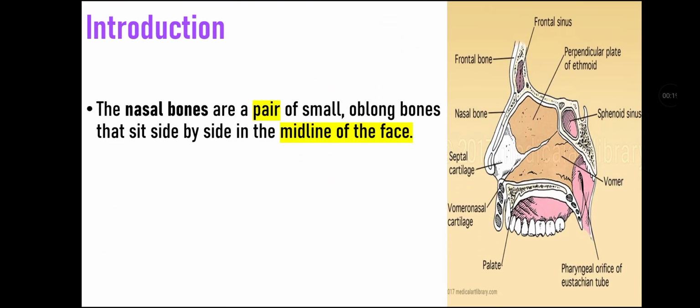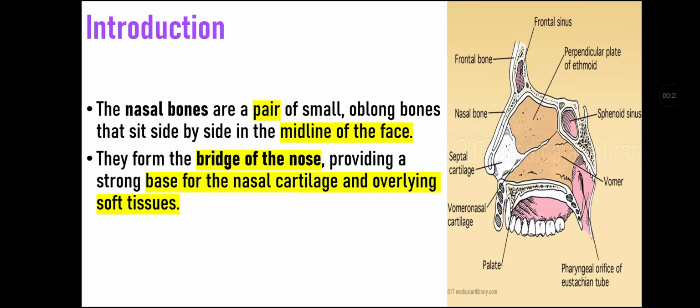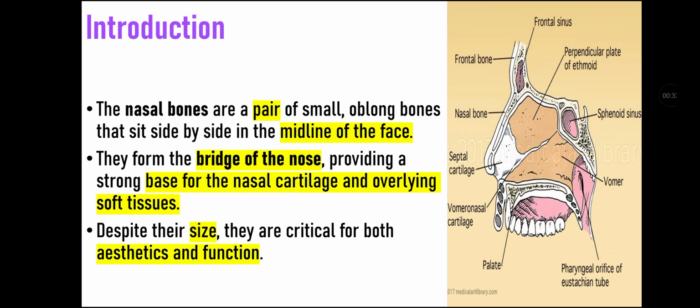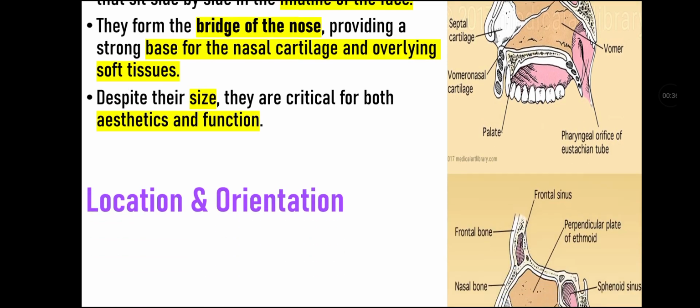Nasal bones are a pair of small oblong bones that sit side by side in the midline of the face. They form the bridge of the nose, as you can see here in the diagram, providing a strong base for nasal cartilage and overlying soft tissue. Despite their size, they are critical for both aesthetics and functions.